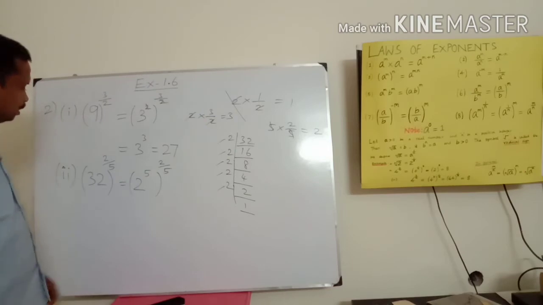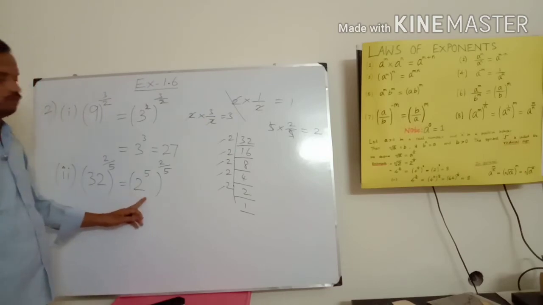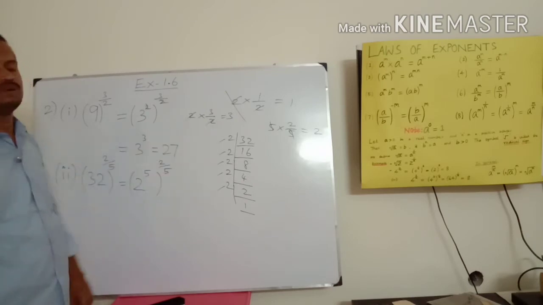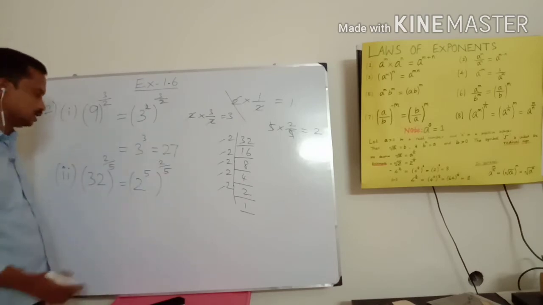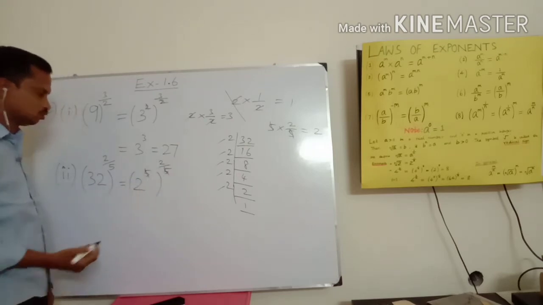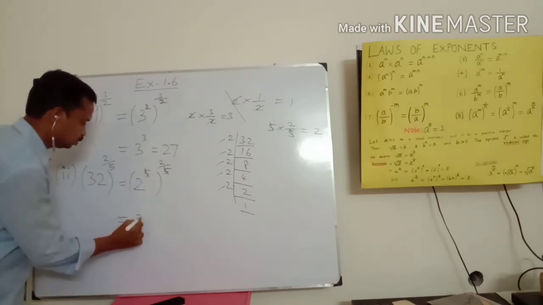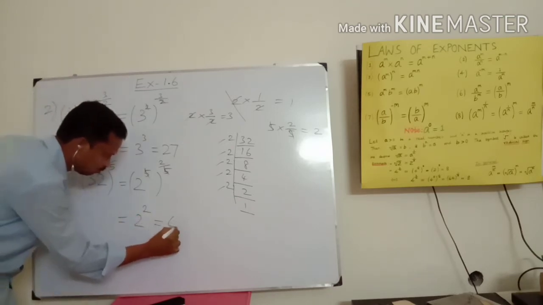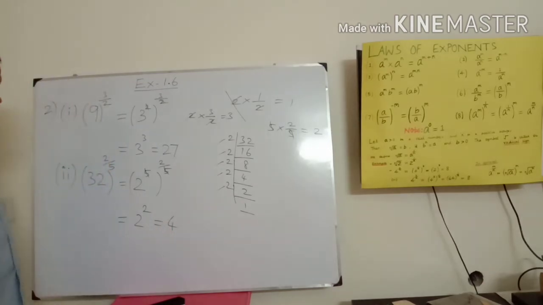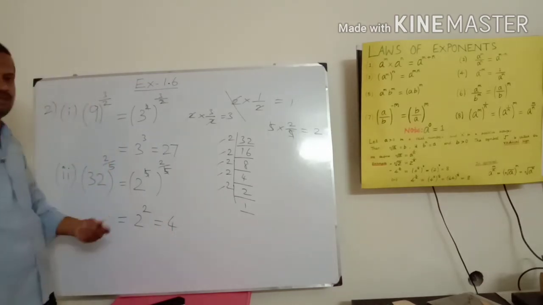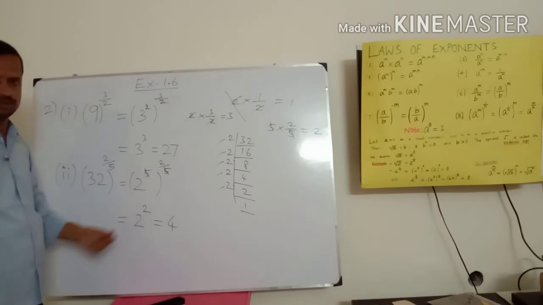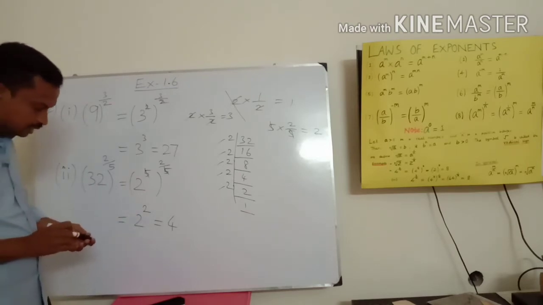Am I right, children? So 32 becomes 2 power 5, and again power with power. If you multiply, you get 2 after cancelling this 5 and 5. So you get only 2 power 2, that means 2 square. What is the answer? 4. So it's simple. Like that, in any sum we can follow the exponent law and you can easily find the answer. And now the next question.